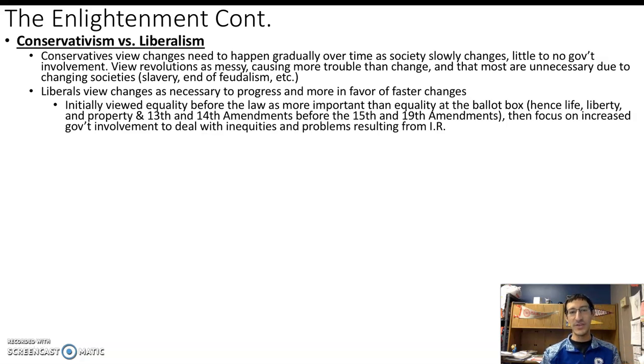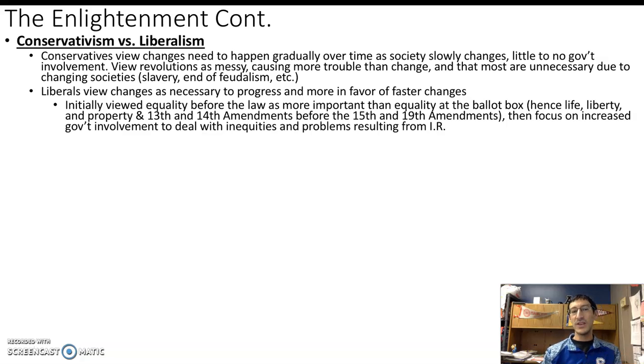Most of the time they look at revolutions as very messy, causing more trouble than actual change or progress, and that most of this stuff is actually unnecessary because, again, society is constantly changing, viewpoints are constantly changing, and over time things develop into different systems, such as the end of feudalism, or as we'll see with the French Revolution, feudalism was mostly over with. At least the idea of feudalism was coming to an end by the French Revolution, or that's an argument to be made, and that slavery would eventually die out, and people were becoming more progressive thinkers on that. And so, that's kind of some of the arguments that are being used in terms of society was slowly changing towards those things. All right.